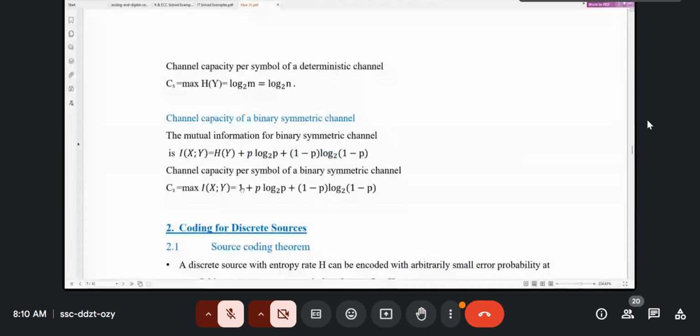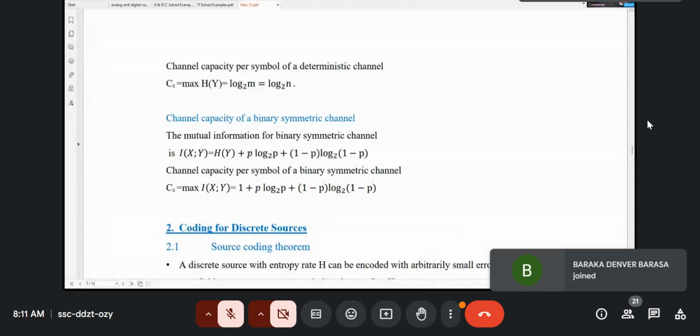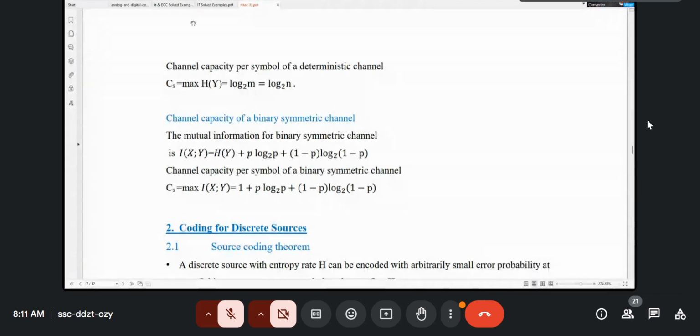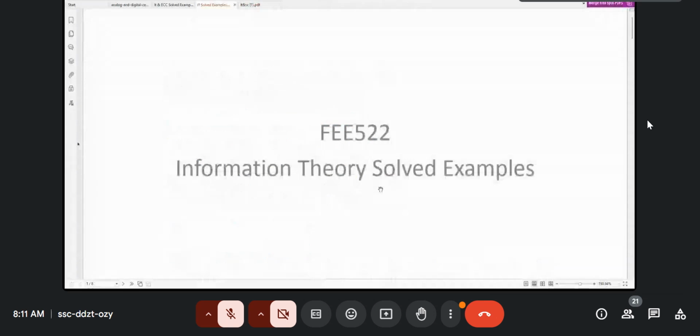Before we go to coding for discrete sources, I want to look at two solved examples which I have here. These are the examples I want us to look at to help us understand the concepts more.